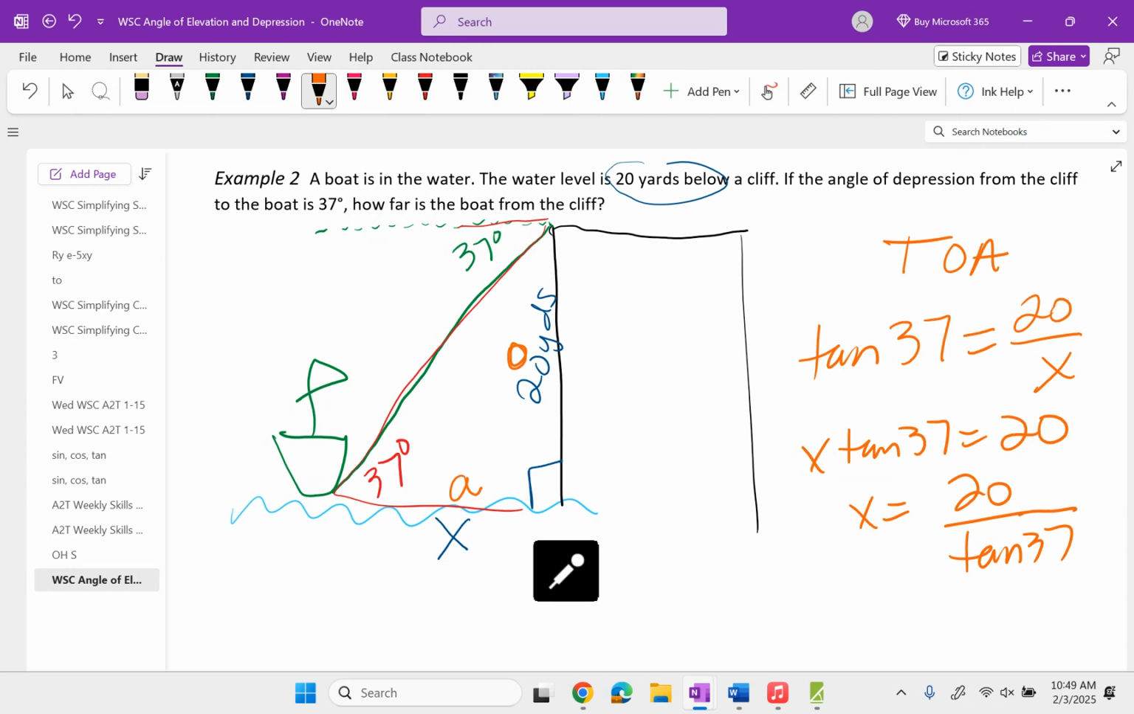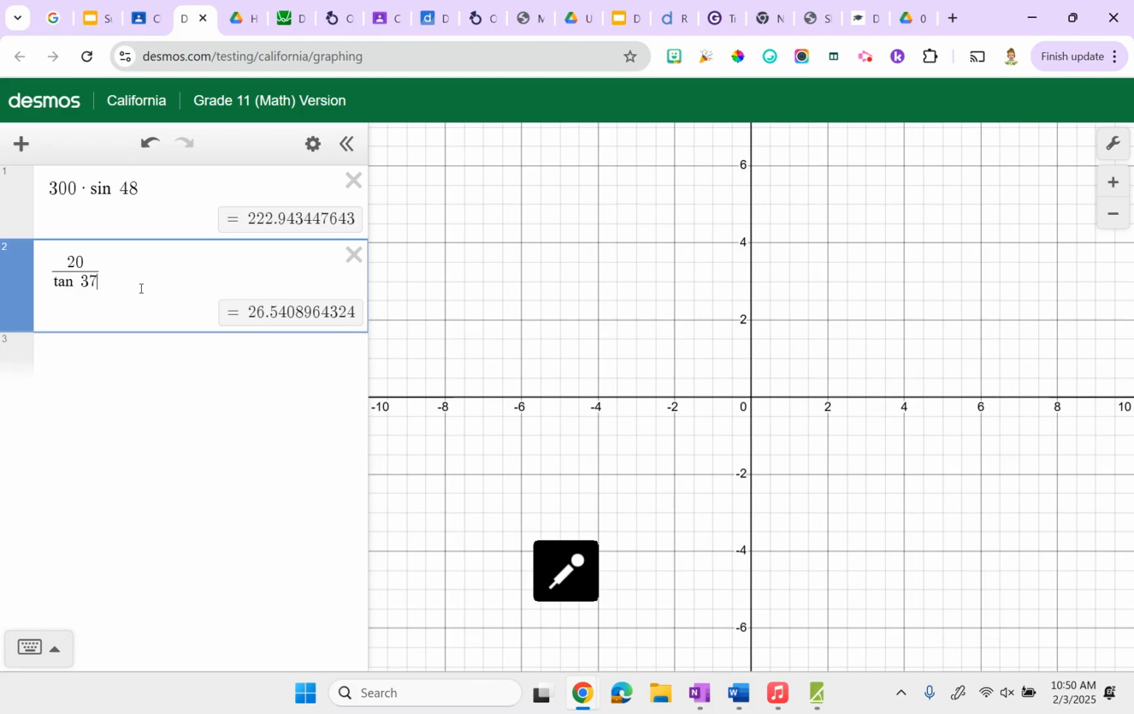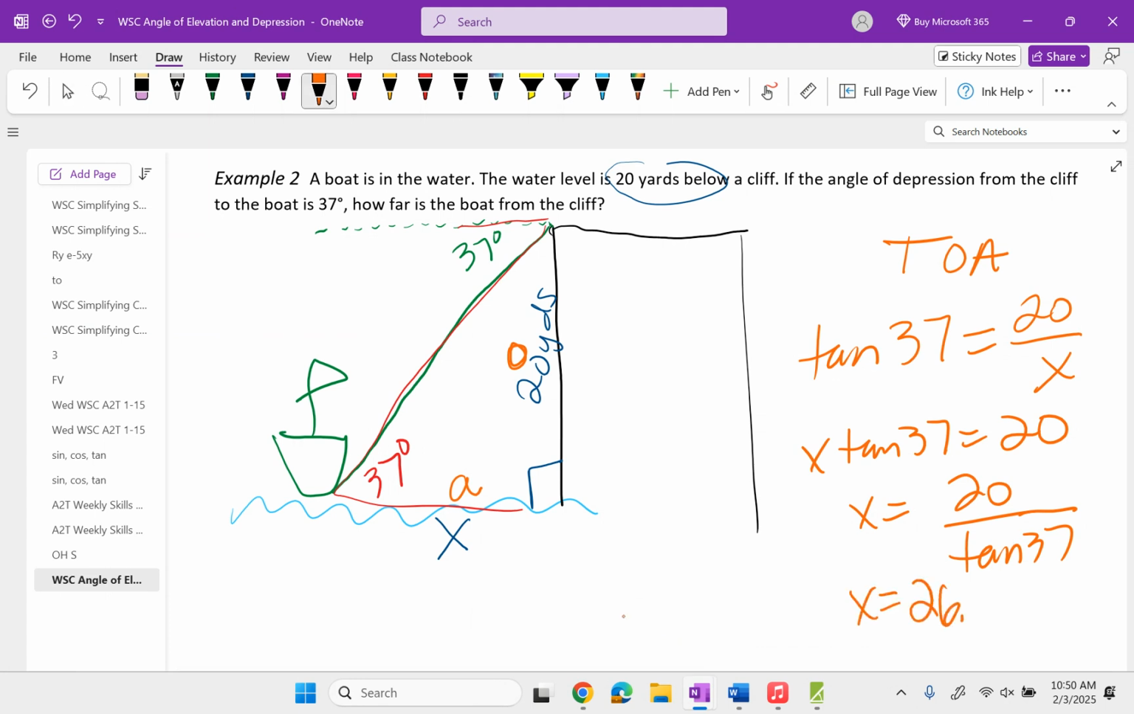All right, so we're all going to go back to Desmos again, okay? Let's divide this out. So we've got 20 divided by tangent of 37. How many decimal places are we keeping? 3. Okay, so 25.54 what? Do I keep it or do I round up? We have to round up because it's an 8, right? So 541. All right, so x equals 26.541 yards. That's a terrible looking y. Yards.